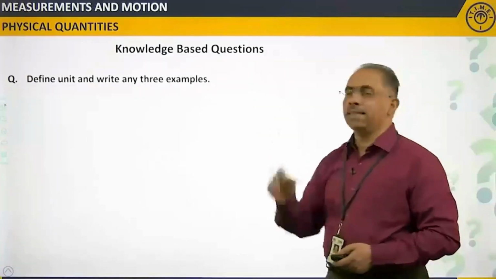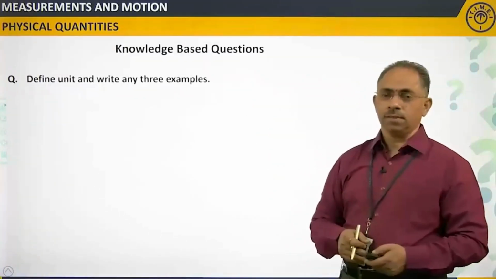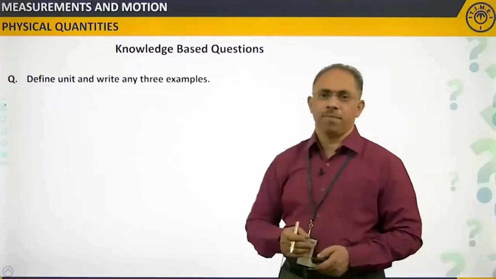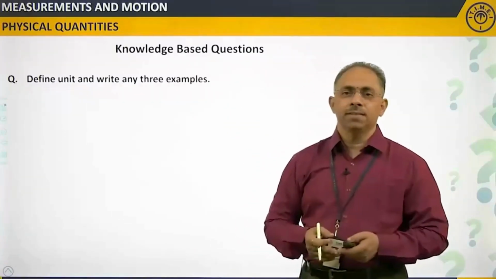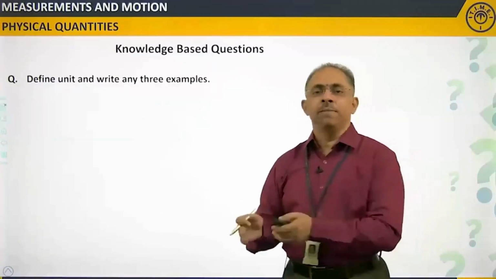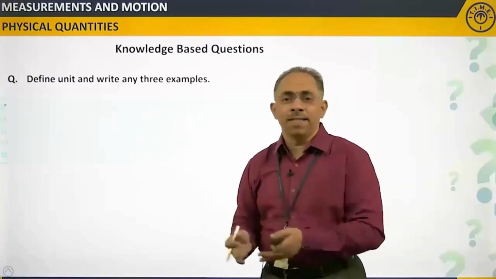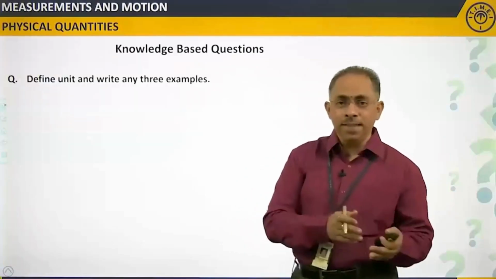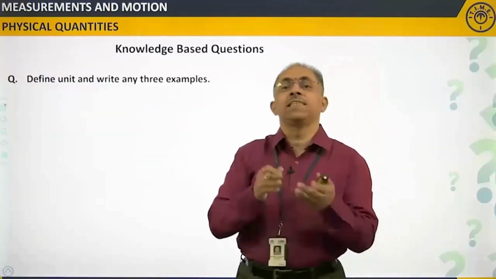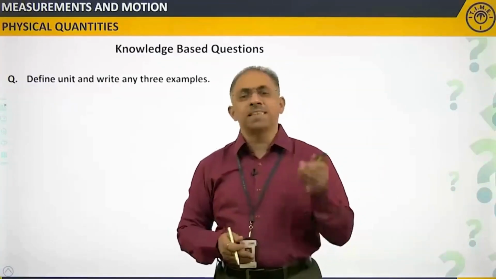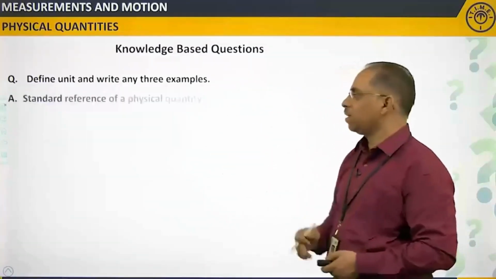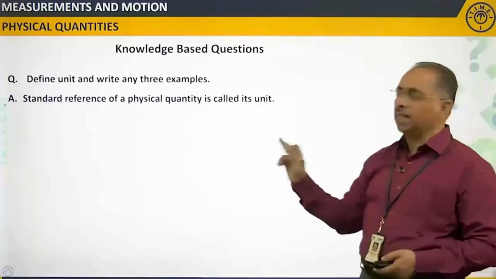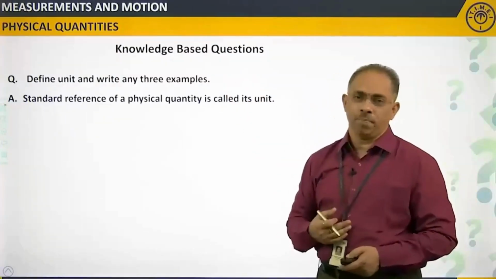Define unit and write any 3 examples. So, what is a unit? How do you define a unit? We know measurement is nothing but comparison of a given physical quantity with another physical quantity which is a standard. So, the standard reference of a physical quantity, that's what you call a unit.